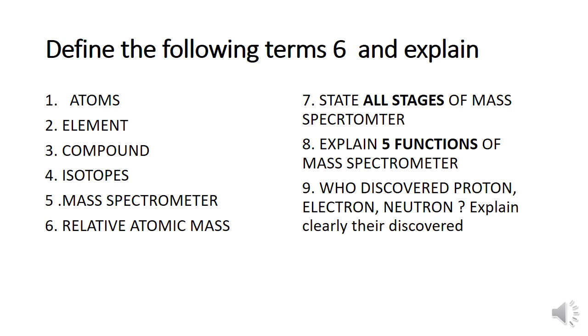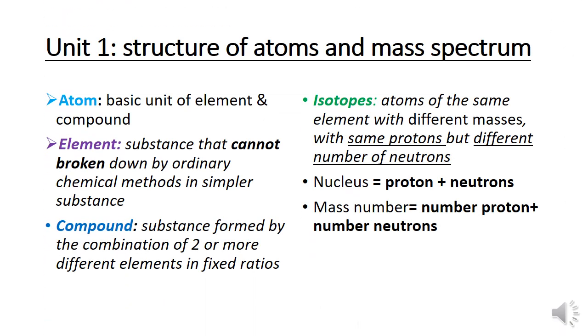I'm going to start unit 1. Unit 1: What is an atom? An atom is a basic unit of element and compound, whereas an element is a substance that can't be broken down by ordinary chemical methods into simpler substances, whereas a compound is a substance formed by the combination of 2 or more different elements in a fixed ratio.